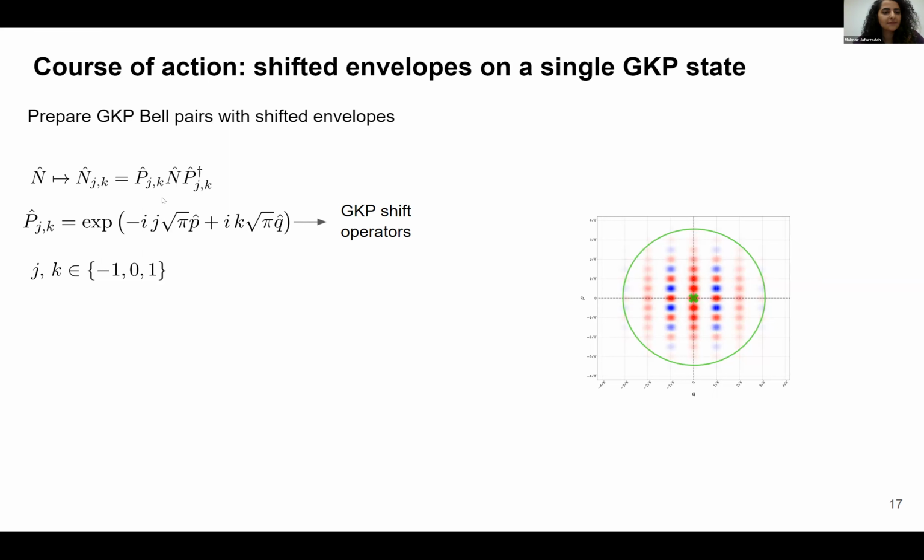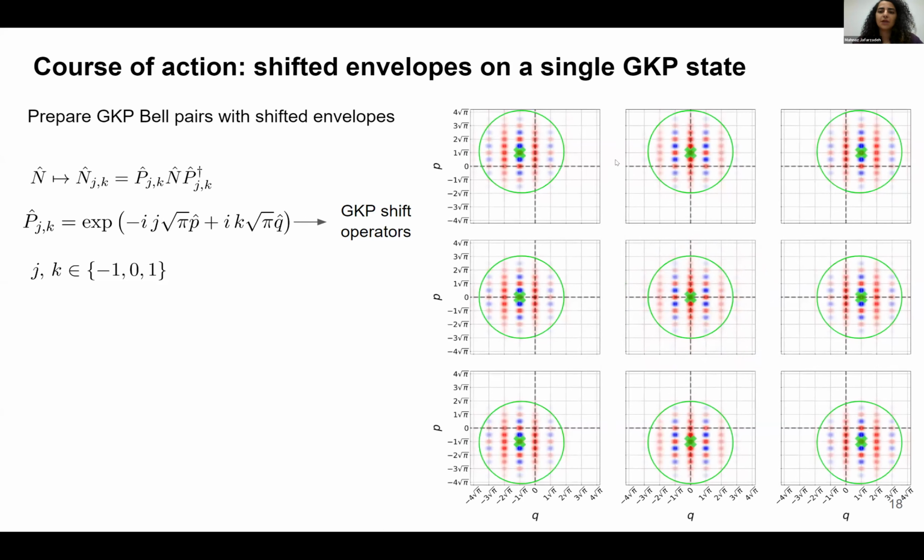operator N, or envelope, and we replace it with a randomly displaced version of it. Note that these shifts are Paulis, which are shifts by root pi. And j and k are chosen from a minimal set such that we cover all the possible shifts along all the different directions in the phase space. So in other words, instead of having a logical state with an envelope which is always centered around 0, you have 9 different envelopes that have been shifted by root pi along different directions.